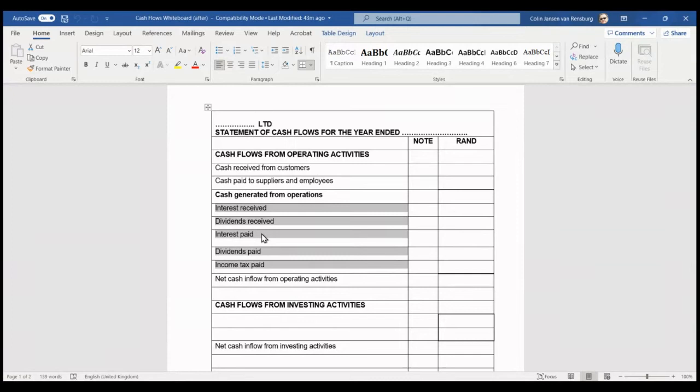There is a debate. You can read it in your textbook. It could also potentially be shown as other activities, but I don't want to go there because that might become confusing. So let us just regard that as so-called other operating activities.